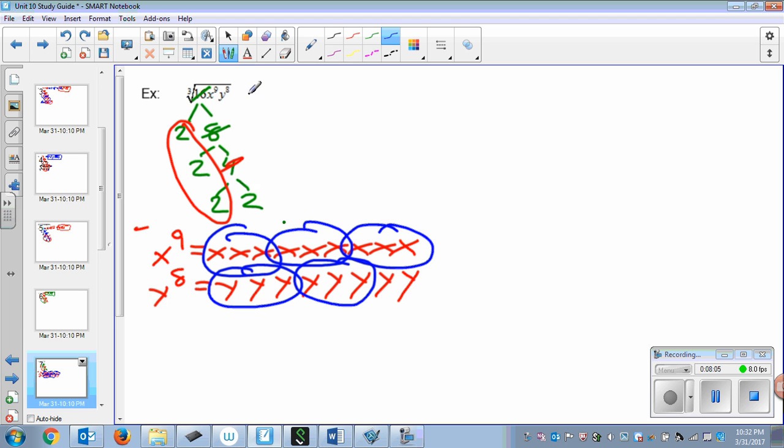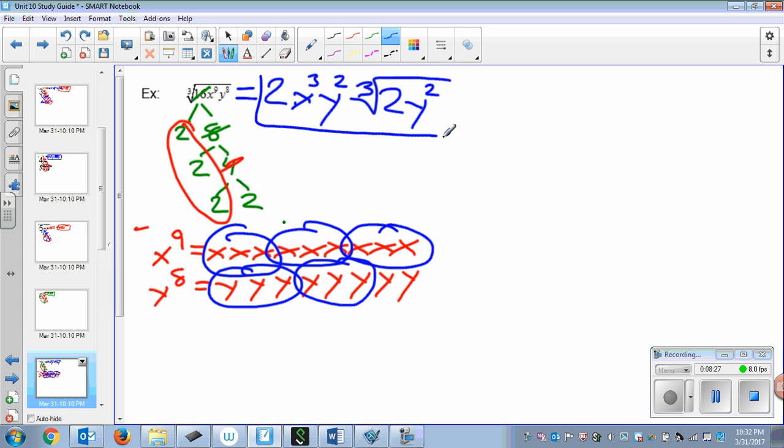So when I decide what comes out, I have 1 group of 2's, 3 groups of x's, 2 groups of y's, and inside my cube root, I still have a 2, and I have 2 y's. And there's my answer.